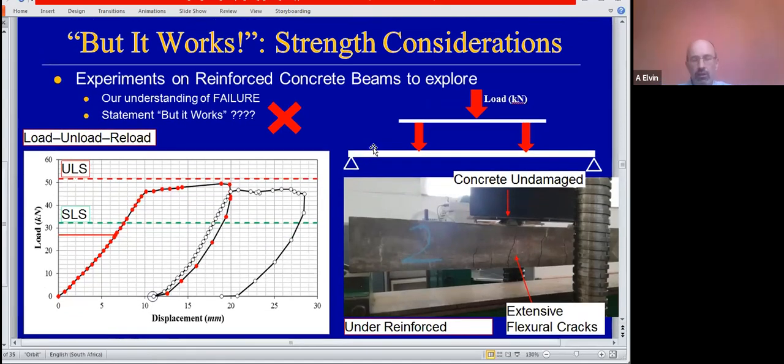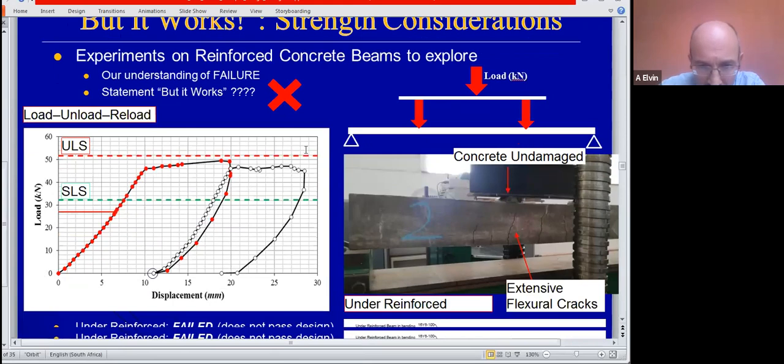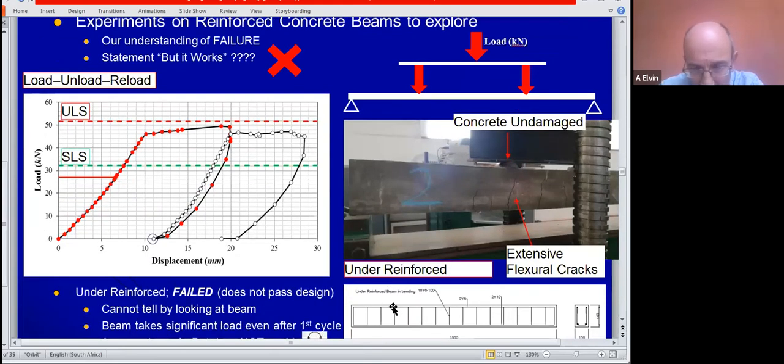Let's look now at under-reinforced. So now we have a beam that, instead of following all the rebar prescription of the code, same loading, we now decided to save the client some money, and we have put less rebar. Instead of putting Y12s, we've put in Y10s. All right, we've put in Y10s, we load it up.